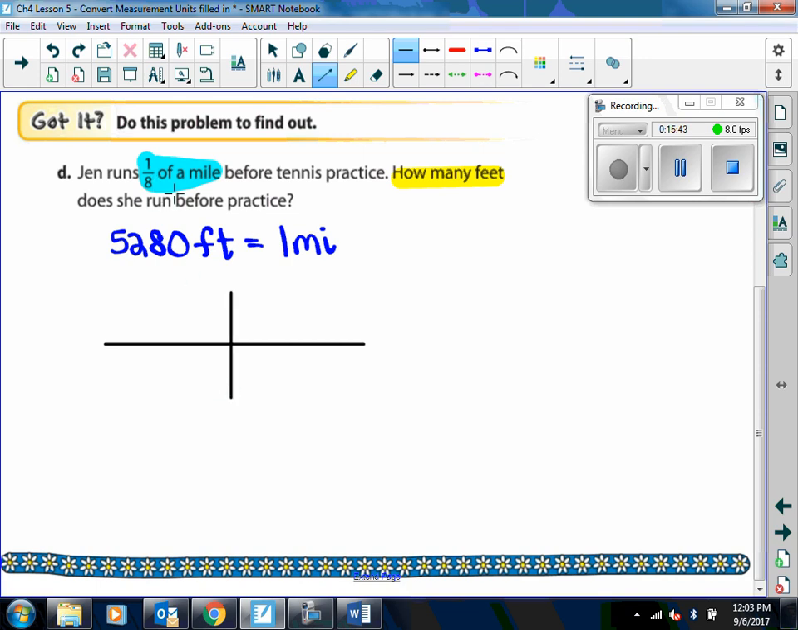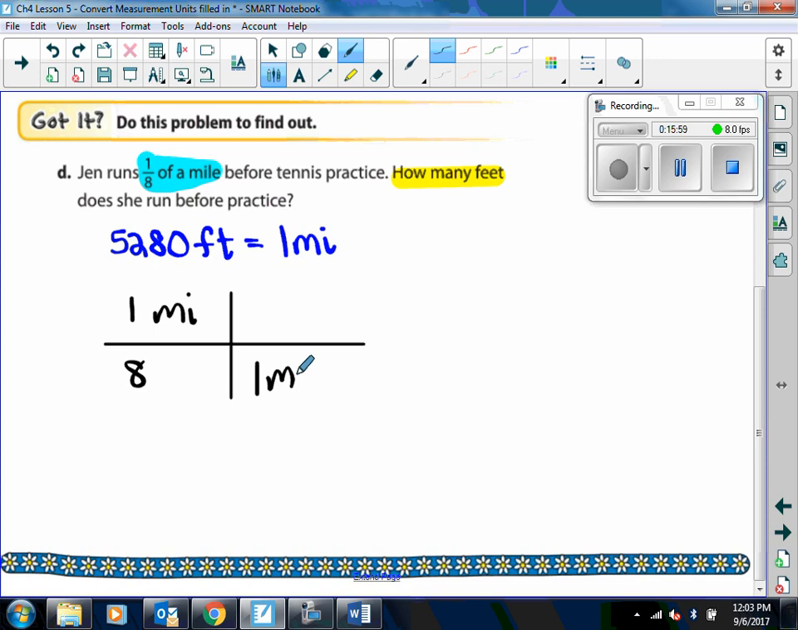So that's 1/8 of a mile. So 1/8 of a mile goes right there. And now we want to place our conversion factor so that miles will cancel. So 1 mile goes in the denominator, and 5,280 feet go in the numerator. So now we multiply. And of course, before we multiply, we can simplify.